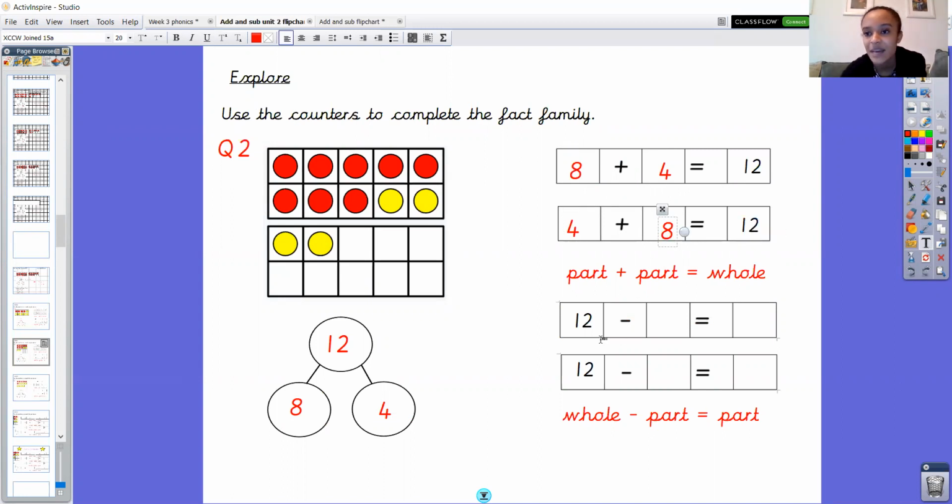And then I'd like to think about my subtraction. So I started with my whole again. So what part should I start with? So 12 take away, let's start with 8 again, as it's our first part. So 12 take away 8 gives me what? What's my other part? 12 take away 8 is 4. Okay, and then I want to swap my parts around again. 12 take away 4 equals, what's my other part? 8. Brilliant. Well done, year 1.